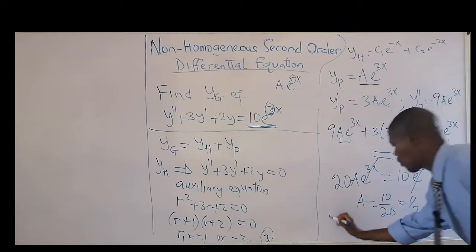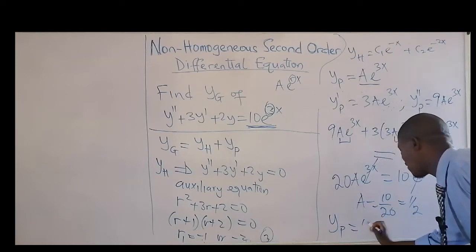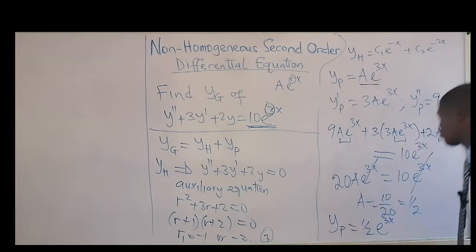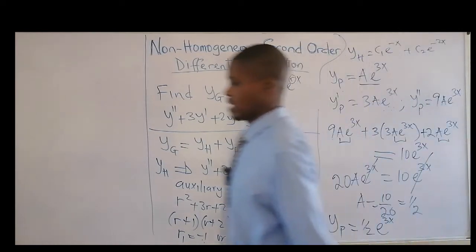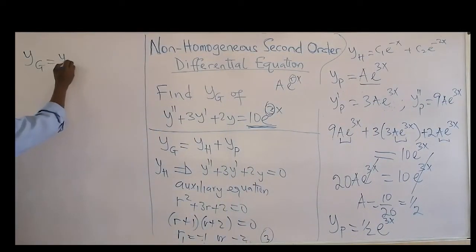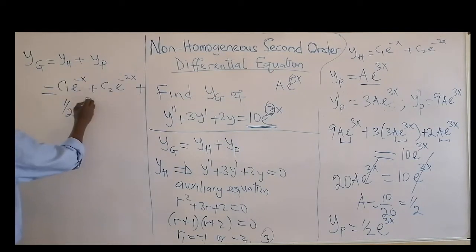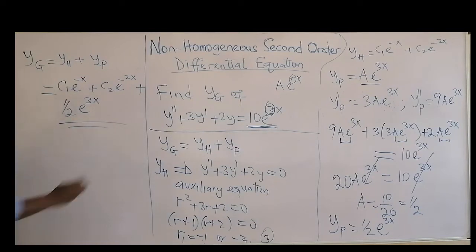So therefore, my y_p is equal to half e^(3x). That's my y_p. Then I can get the general solution, the homogeneous part plus the particular solution. So the general solution is my homogeneous part plus half e^(3x).